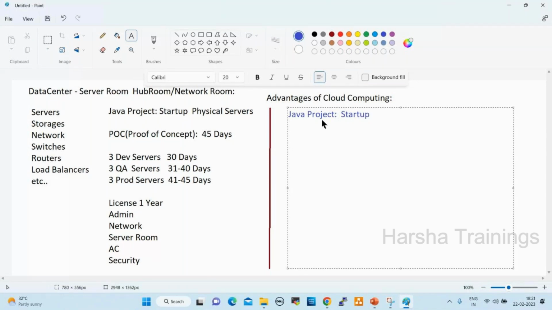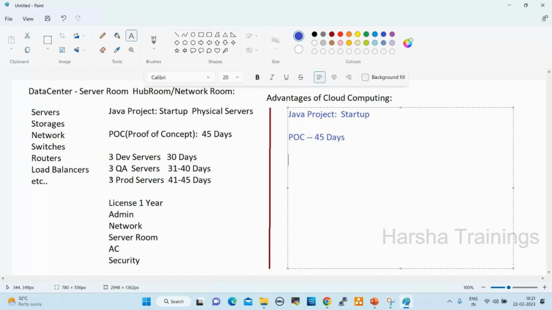It's a startup company, same POC, right? So a 45-day timeline. In cloud infrastructure, what will happen? Whenever we require any servers, we can create them within 1 minute. But here, it's three servers for development, three servers for QA, three servers for production.